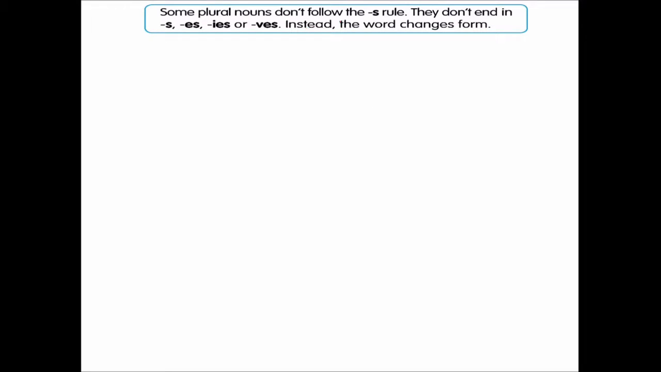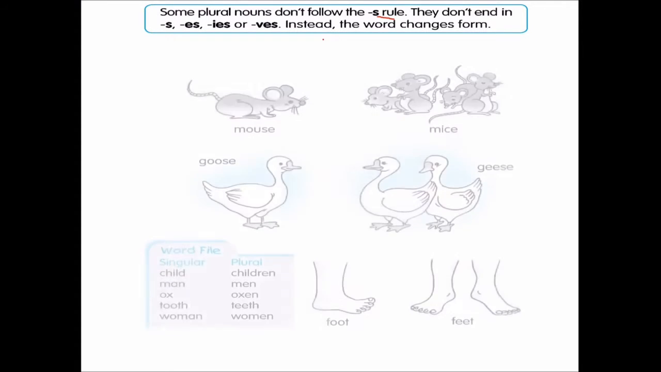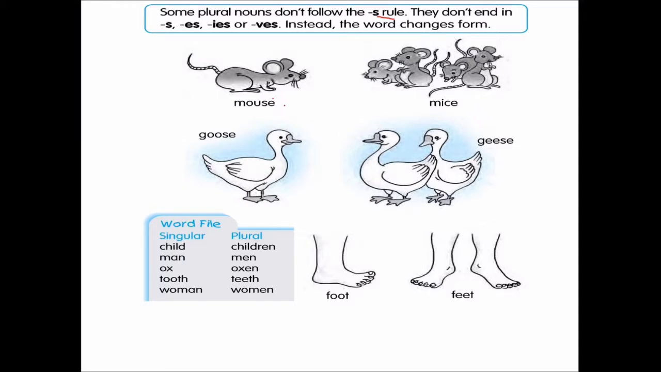Some plural nouns don't follow this s rule. They don't end in s, es, ies, or ves. Instead, the form of the word changes. How? Mouse will not be mouses, it will be mice. Goose will be just geese. Foot will not be foots, it will be feet. Child will be children, C-H-I-L-D-R-E-N, this is the plural. Man will not be mans, but it will be M-E-N. Ox will be oxen, tooth will be teeth, woman will be women.